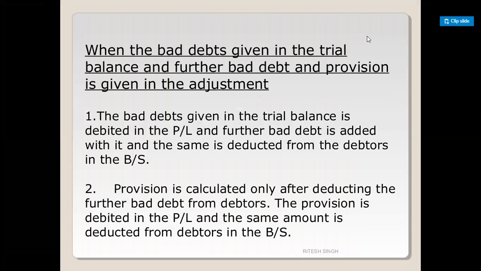When bad debts are given in the trial balance and further bad debts and provision are given in the adjustment, the bad debts given in the trial balance are debited in the profit and loss account and further bad debts are added to it, and the same is deducted from the debtors in the balance sheet. Provision is calculated only after the deduction of further bad debts from the debtors. Provision is debited in the profit and loss account and the same amount is deducted from debtors in the balance sheet as a counter adjustment.